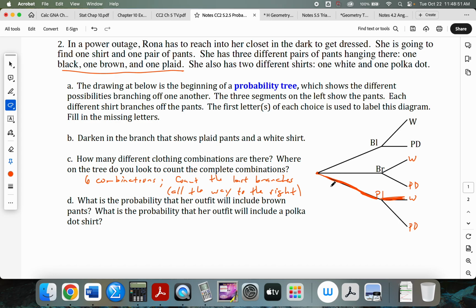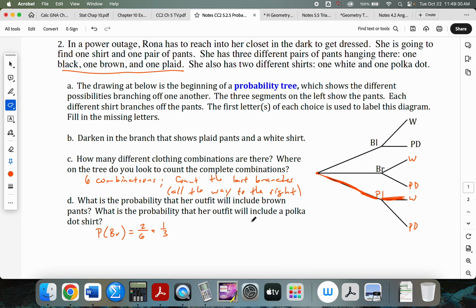All right, so what's the probability that her outfit will include brown pants? What is it? 1/3. Why? Right. There are 2 different outcomes with brown pants: brown pants, white shirt, brown pants, polka dot out of the 6. So that's 1 out of 3. Which makes sense because how many different pants was she choosing from to start with? 3.